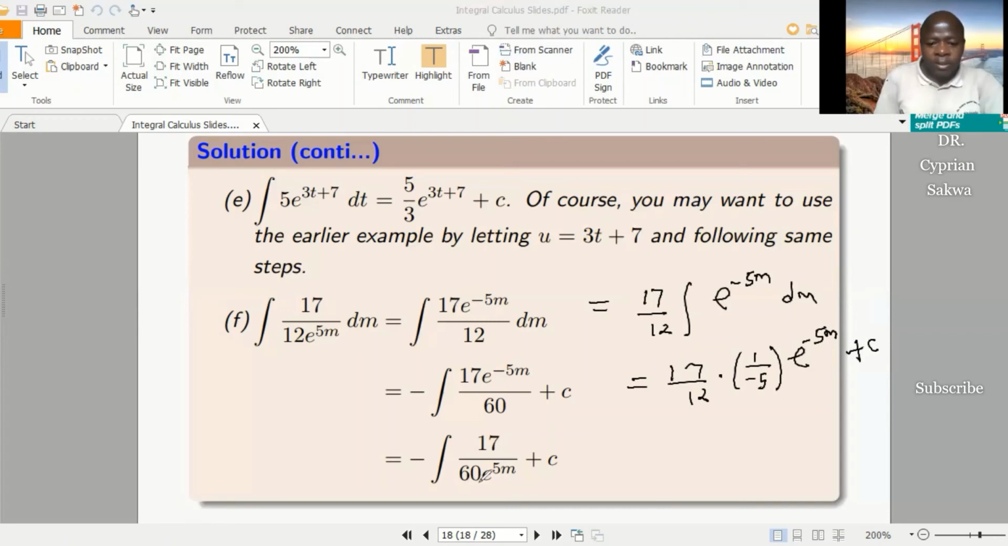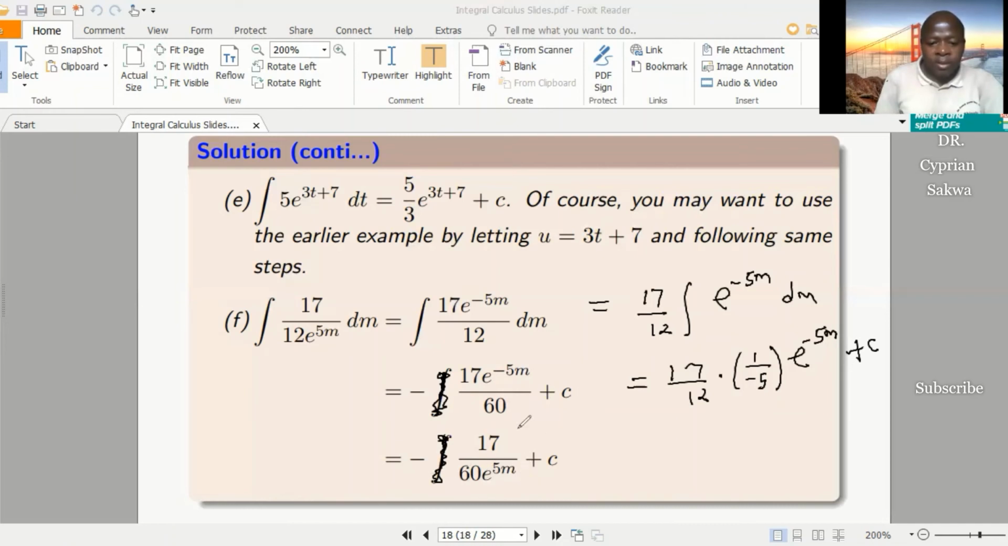-17 out of 60, e raised to... oh, I left this integral. This integral sign was to disappear at this point. This integral sign was not supposed to be here. So it's supposed to be -17 out of 60, e raised to -5m plus constant of integration.